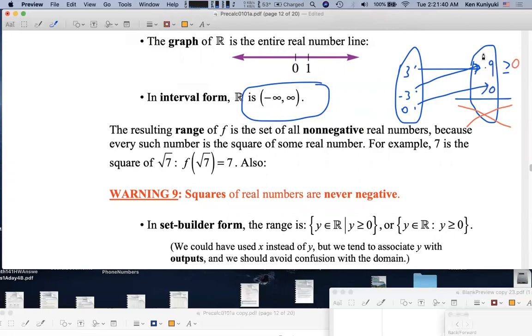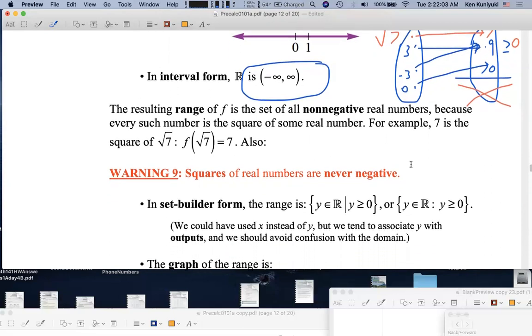For example, I claim that 7 is in the range. The square of what number gives me 7? It's a bit uglier, but it is the square root of 7. You can't argue with this. The square of root 7 is 7. So in fact, by this kind of argument, the range is the set of all non-negative real numbers.